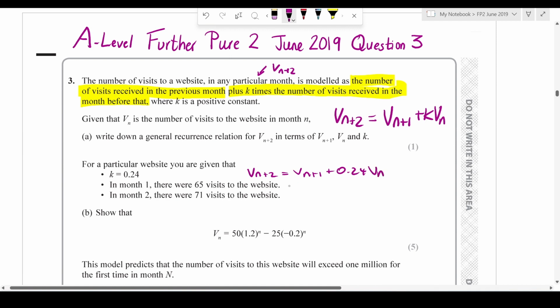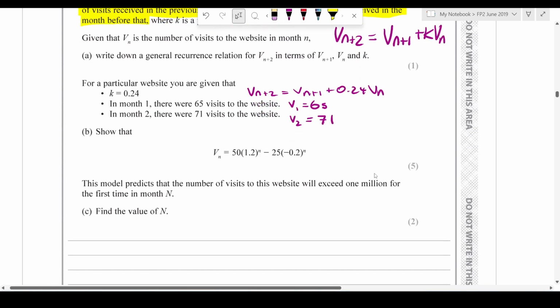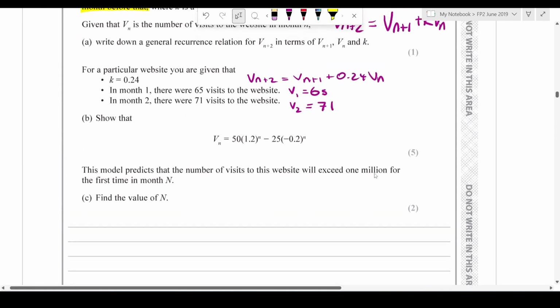In month 1, there were 65 visits, so that means V1 is 65. And in month 2, there are 71 visits, so that means V2 is 71. We've got to show that Vn is equal to that, and then we've got to solve something using that.